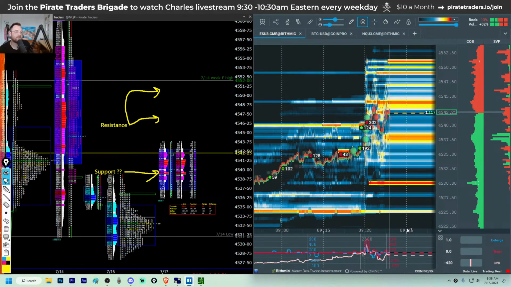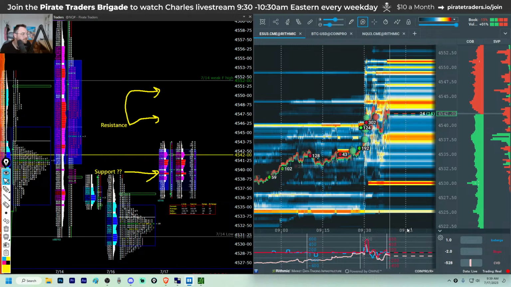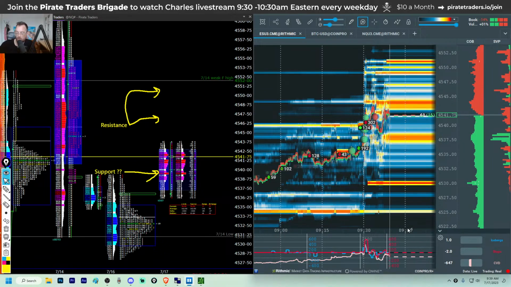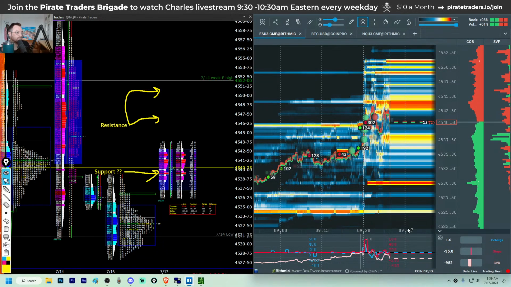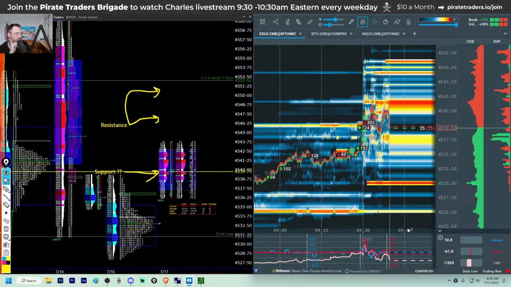The look of the liquidity in Bookmap, it's going to be a grind. Well, Charles, if it's going to be a grind, if there's a ton of resistance above, how can you be bullish? Well, because my only question was, can we find new buyers above the overnight high? And we have. So now we're back to test it again.